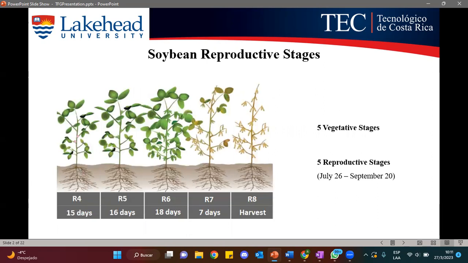Soybean reproductive stages are the ones that are being studied here. The whole soybean growth process consists of 10 stages, 5 vegetative stages and 5 reproductive stages, that in this case went from July 26 to September 20. For the reproductive stages, we have R4 that consists of 15 days, R5, 16 days, R6, 18 days, and R7, 7 days. And finally, R8 would be the harvest.